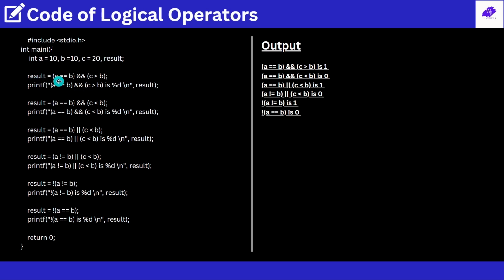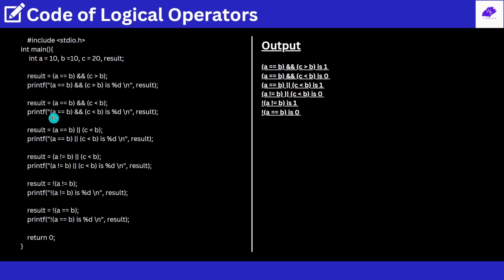So here we can see that a is equal to b, that is true. Also c is greater than b is true. In the case of AND, if any one is false, then it will return false, that is 0. But in this case both conditions are true, therefore a is equal to b and c is greater than b returns 1, that is true.